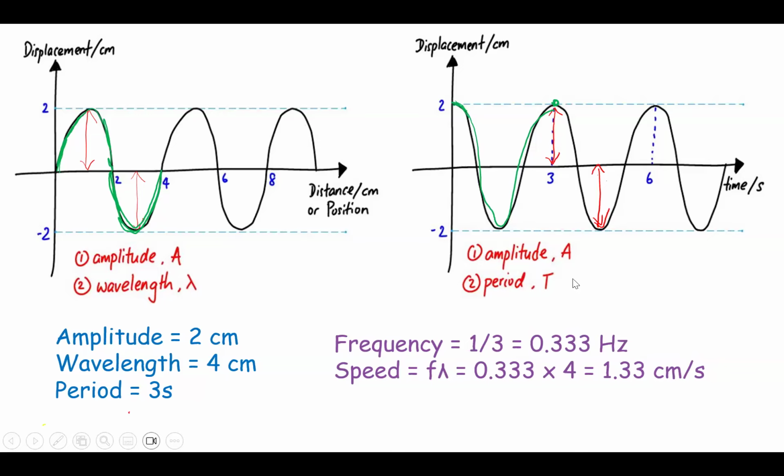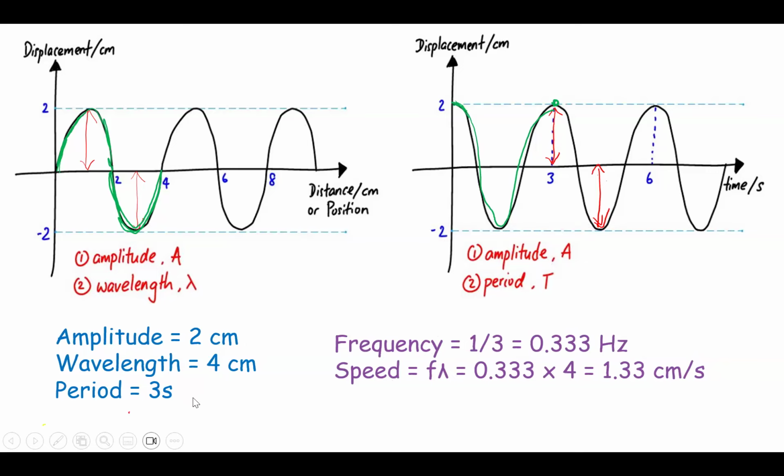On the displacement time graph, I get the period. So amplitude, wavelength, period, I get from the graph. Other information I cannot get from the graph, I need to use formulas. So frequency and speed are two things that I need to use formulas for. Frequency is 1 over period.